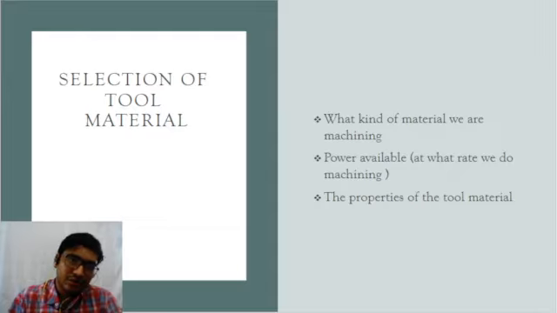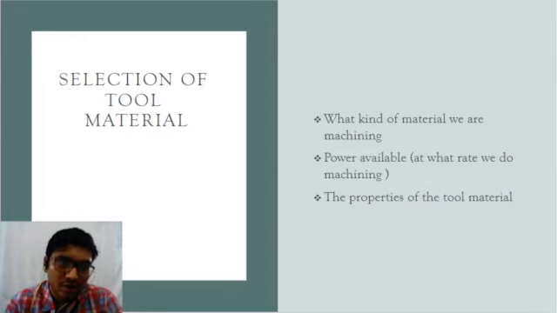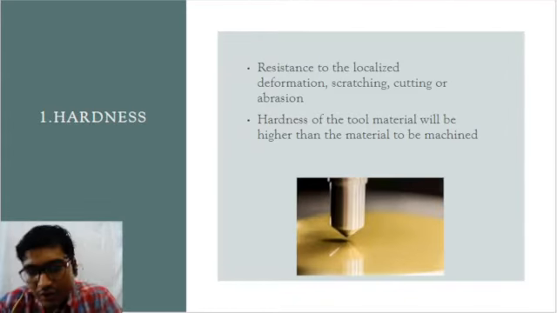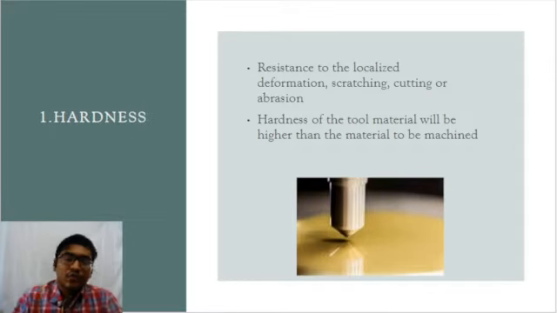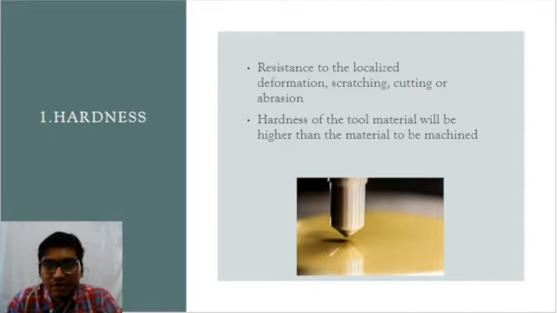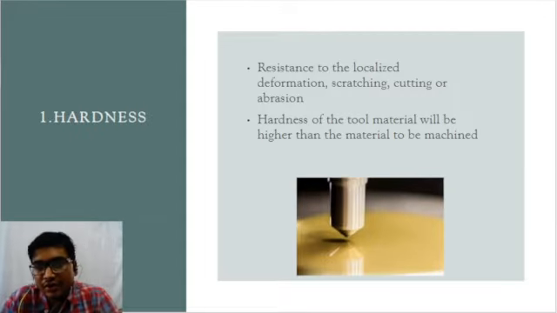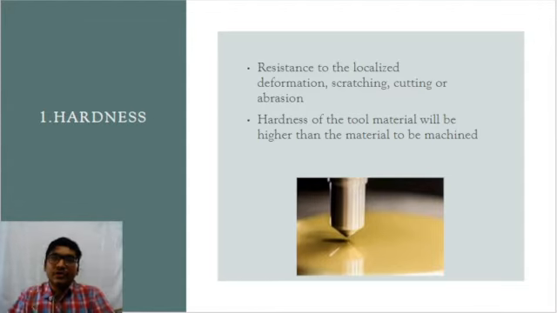In this video we are going to see about the properties of the cutting tool, and the first property we are going to see is hardness. Hardness is the resistance to localized deformations, cutting, abrasions, and or scratching. For a cutting tool material, the hardness must be higher than that of the work material, because when we do machining, the cutting tool material doesn't undergo deformation, scratching, cutting, or abrasions due to its contact with the work material.